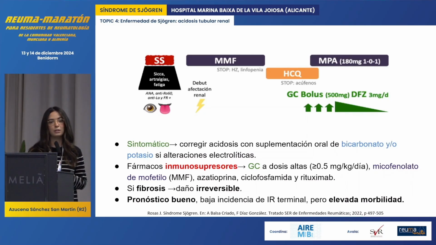Even so, the prognosis is usually good and they have a low incidence of developing kidney failure, and they also tend to have a high morbidity.